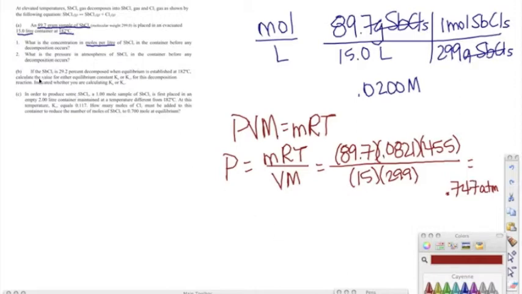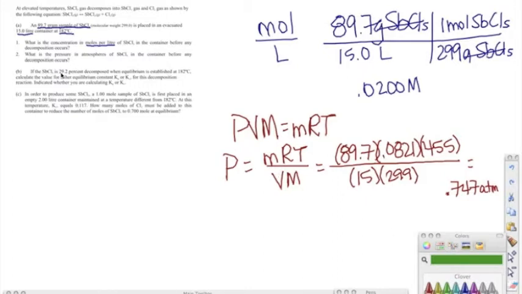Alright, B. If the SbCl5 is 29.2% decomposed when equilibrium is established, calculate the value for either equilibrium constant Kp or Kc for this decomposition, and then indicate what you're calculating for. Now, we have two things that we can use here. We have the molarity and we have the pressure. So we can calculate either Kp or Kc. I'll do both, just to get you familiar with it. But of course, if you were doing this, you would only have to pick one. So pick the one that you're naturally the most comfortable with.